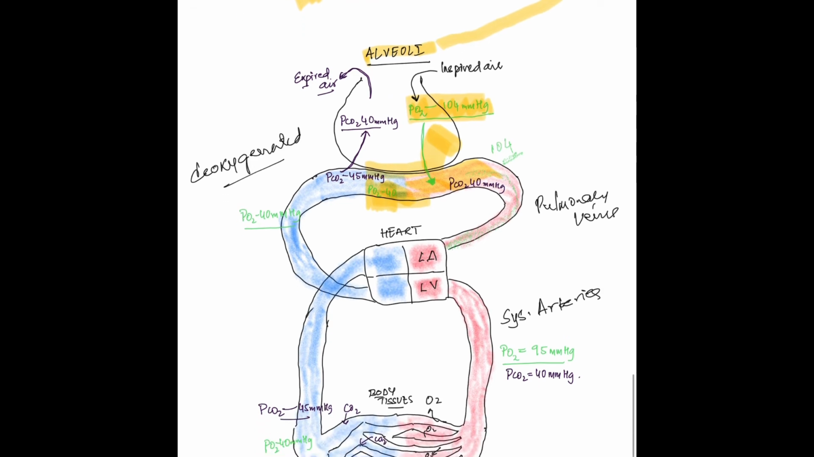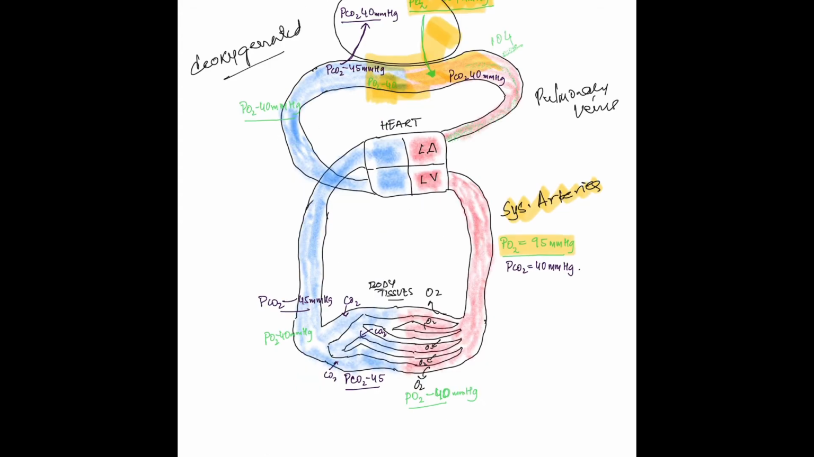By the time oxygen reaches systemic arteries, partial pressure of oxygen decreases from 100 millimeters of mercury to about 95 millimeters of mercury. At the level of the tissues, oxygen is being continuously utilized by the cells, and partial pressure of oxygen at the level of the tissues is 40 millimeters of mercury. Blood from the systemic arteries with PO2 of 95 millimeters of mercury reaches the capillaries in the tissues. PO2 in the tissues is 40 millimeters of mercury. Oxygen diffuses from high concentration to low concentration. Therefore, oxygen diffuses out of the capillaries into the tissues.